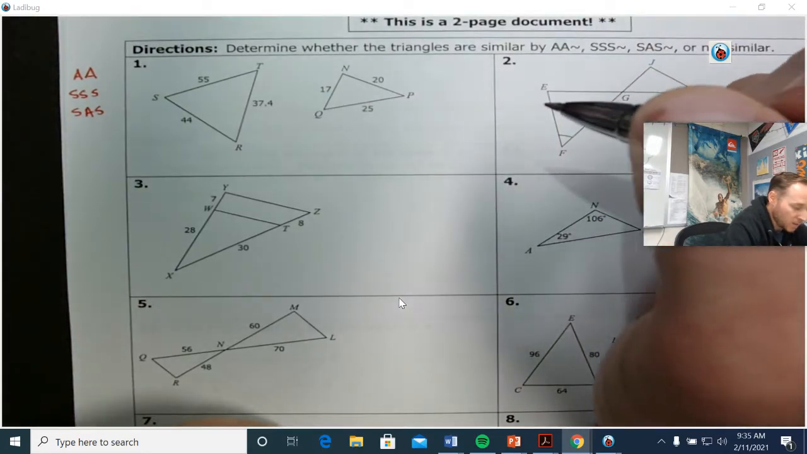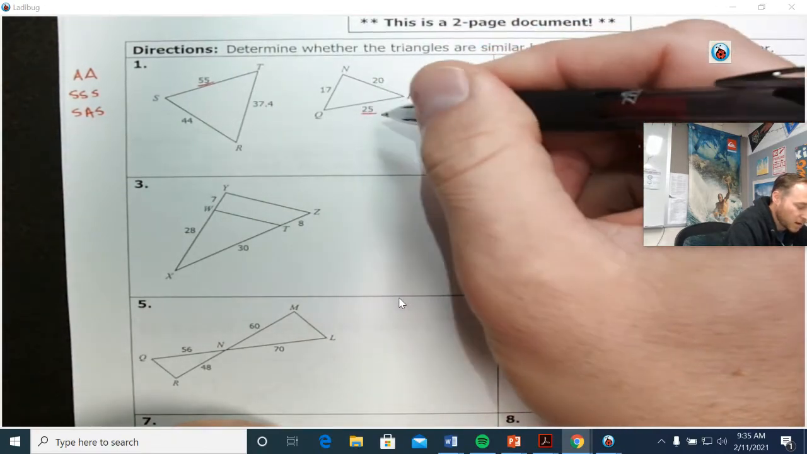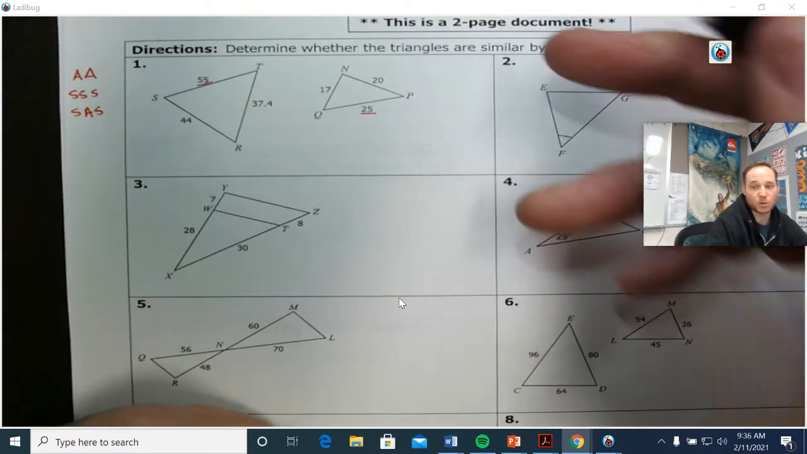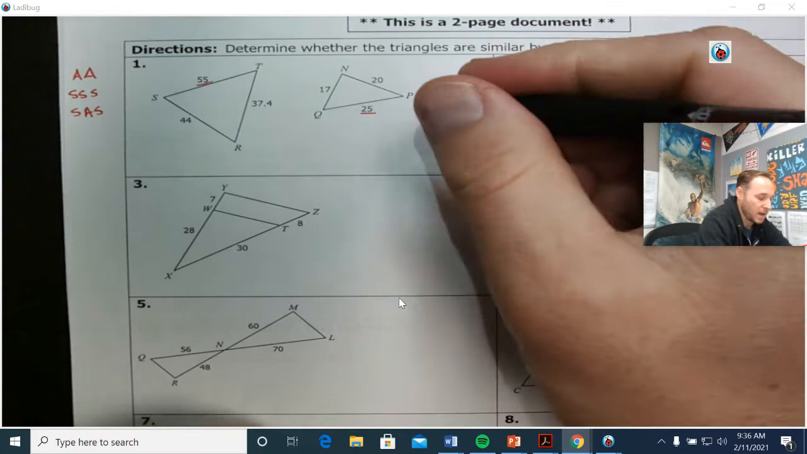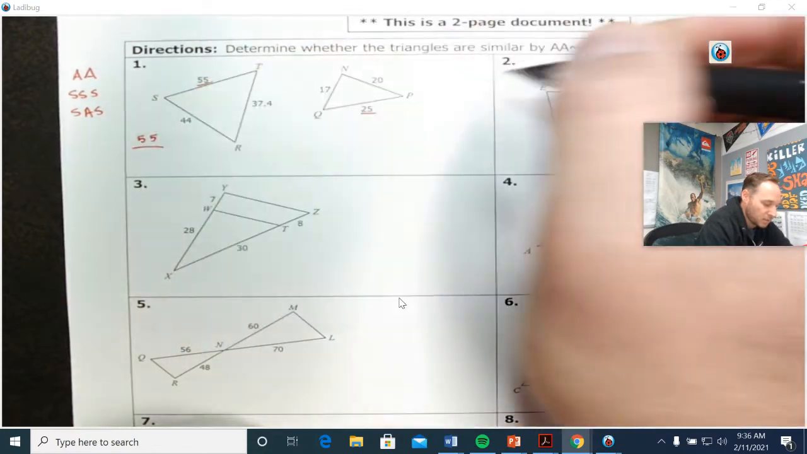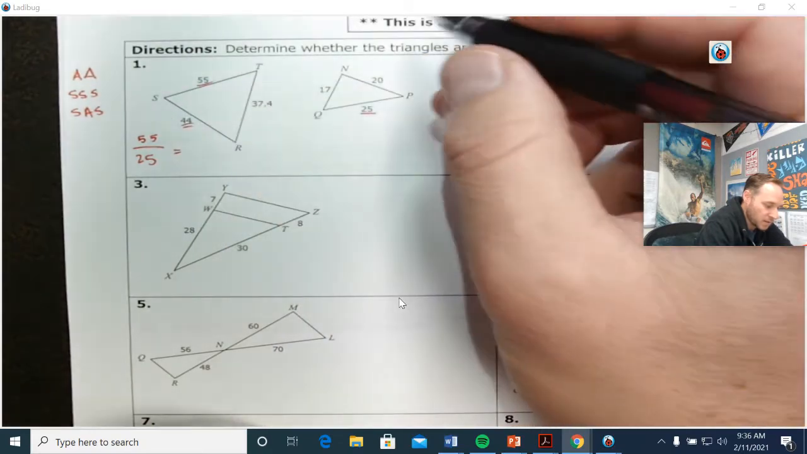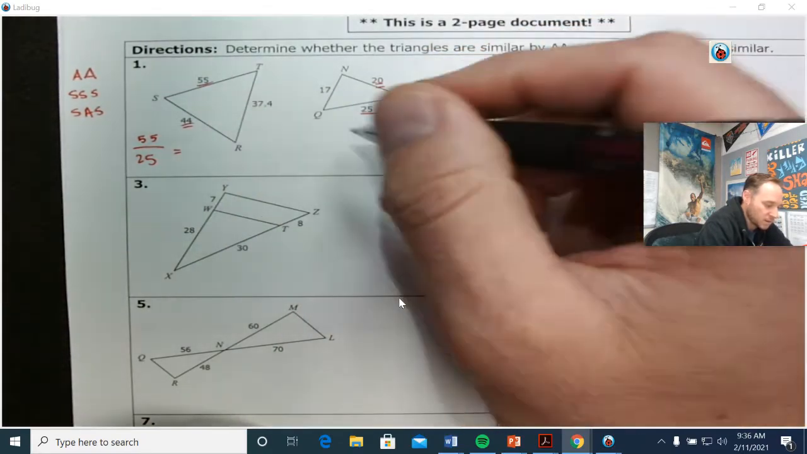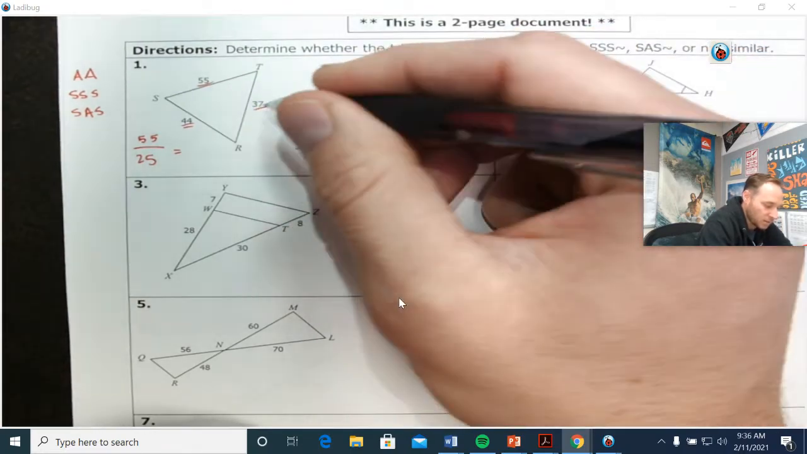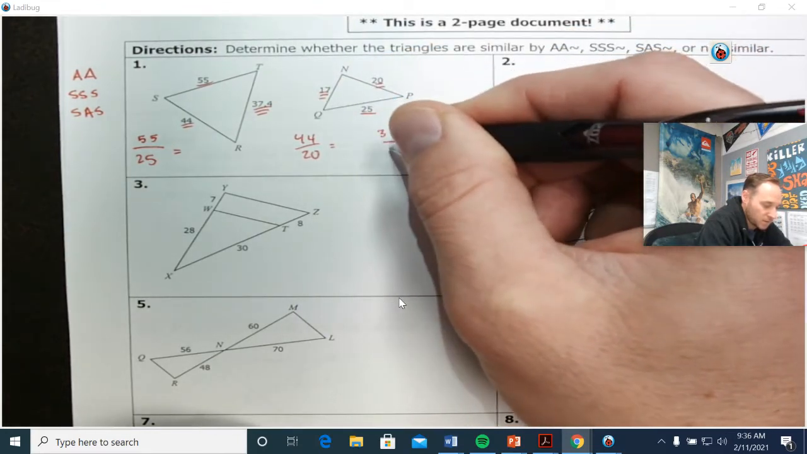So I like to go with the largest side first. The largest side here is 55 and the largest side here is 25. We can't just randomly choose any side to compare to another side because remember, they have to be proportional. So I'm going to start writing my proportions here. 55 compares to 25, then the next largest one, which is 44, compares to 20 because they are the two middle ones, and then the last one, 37.4 compares to 17.